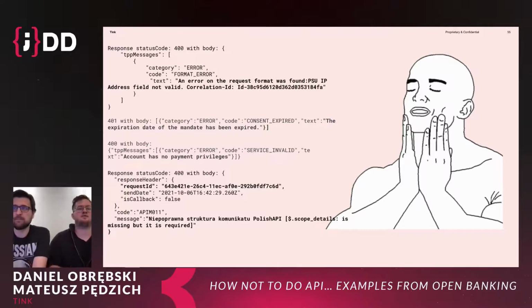Account has no payment release. Okay, so we know we cannot do a payment for it. And in the fourth one, we have that scope details is missing, but it's not required. It's not perfect because we have a mix of English and Polish, but at least we know what is missing and what we should do. Also remember to add the ID, so the support team can easily find the request, because in some cases we want to write to the support and ask what happened, and they need to find it, and if they have an ID, it can be easily found.